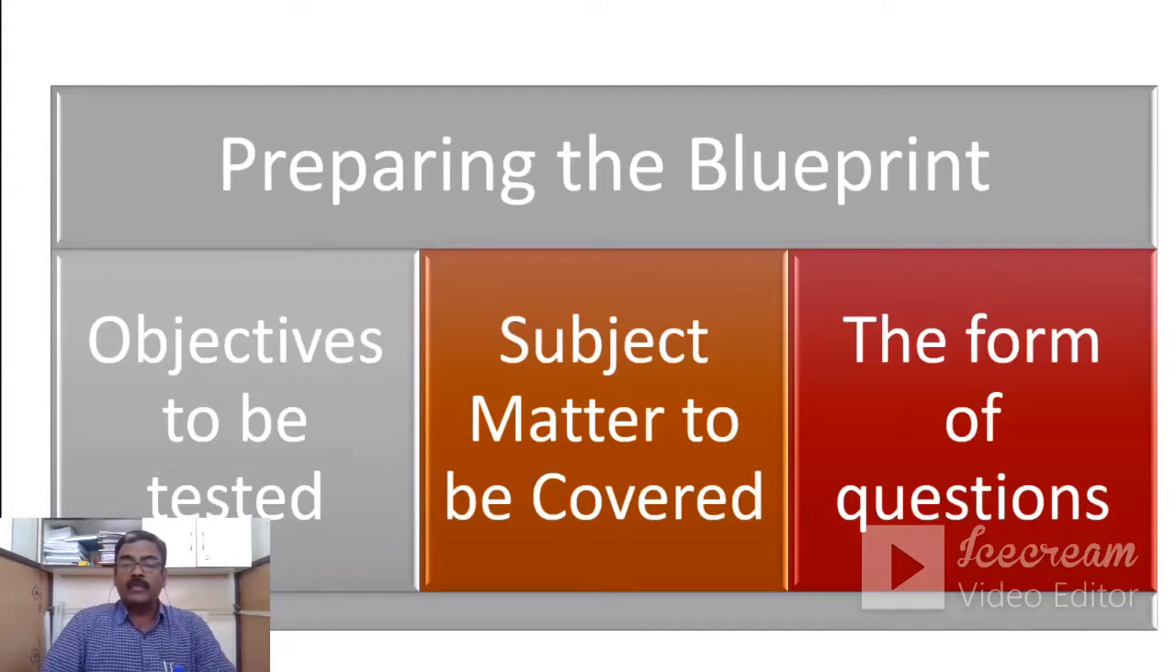Third one is the form of questions. Form of questions means different types, different forms: objective type question, essay type question, short answer type question. These 3 types are known as form of questions.